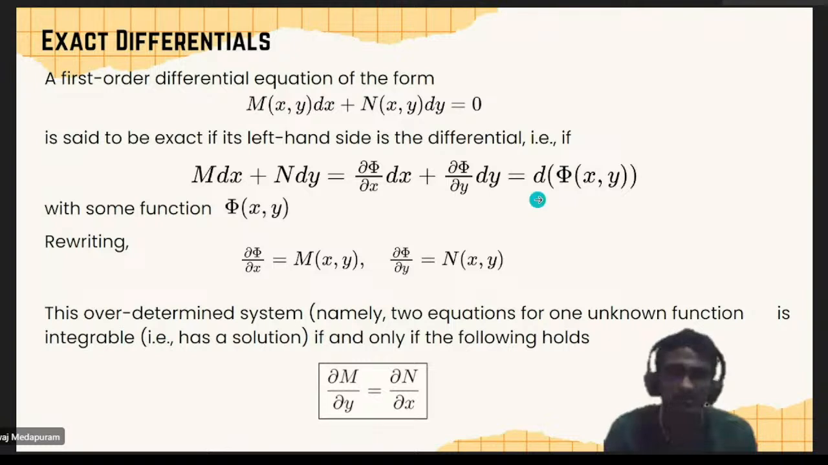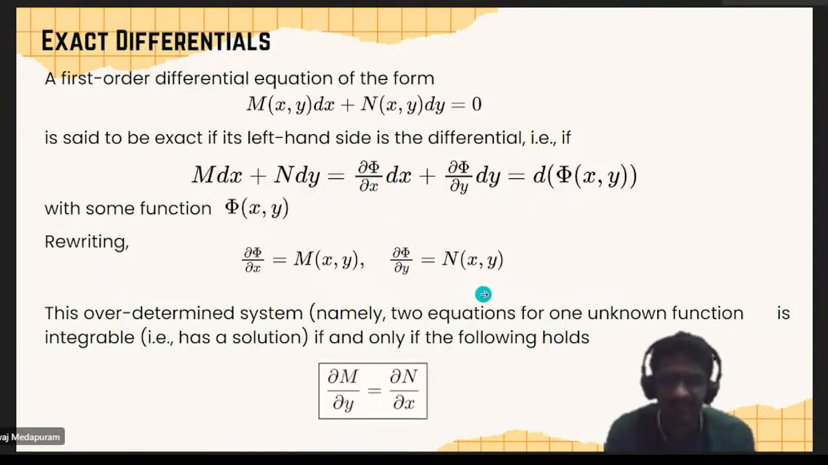If you are able to find a potential like that, then we are done, right? Let us take this as the electric field vector. We have m as the x component of the electric field and n as the y component of the electric field. If you are able to write the electric field as the gradient of the potential φ, which is essentially ∂φ/∂x into dx plus ∂φ/∂y into dy, if you are able to find a function φ, then we are done, right?